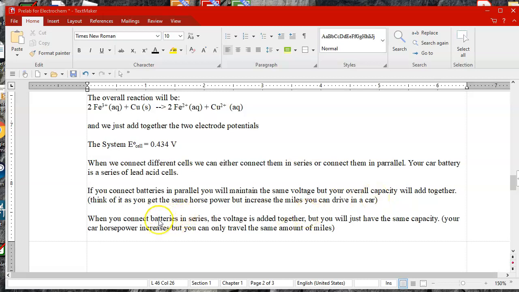However, a different thing happens when we connect them in series. So when we do this, we add together the voltages, but you have the same overall capacity for that. So you can kind of think of that as now your horsepower increases, but you can only travel the same amount of miles, right? So in parallel increases your mileage, and then in series increases your horsepower.